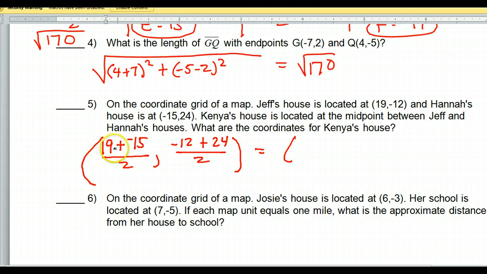Okay, so that's going to give us just 4 over 2 and then 12 over 2. So that's going to give us 2, 6.